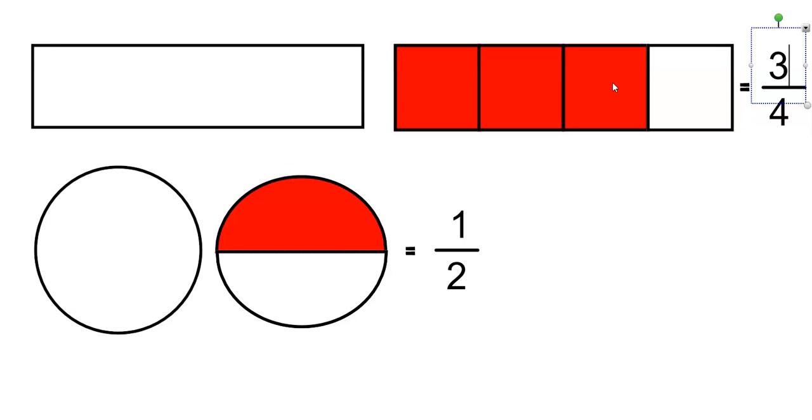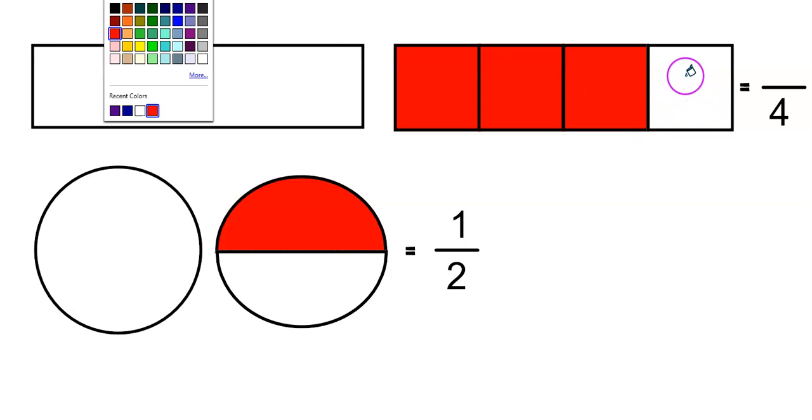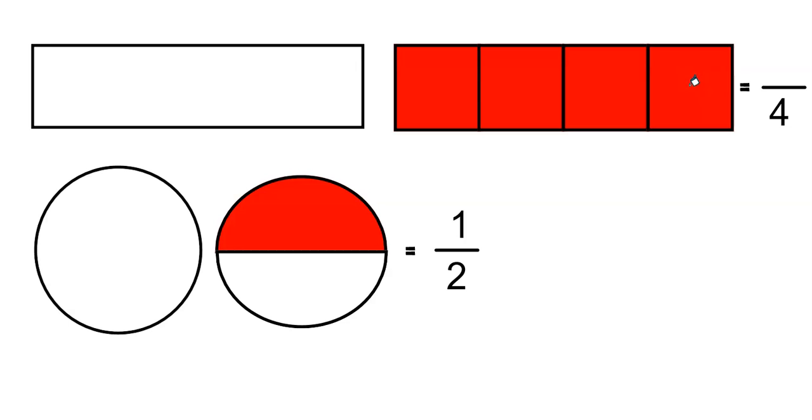Now I'm going to delete 3 because let's say I were to shade in one more square. So if you look at this, now what is the numerator going to be for this fraction? If you said 4, then you were right, because I can count that 1, 2, 3, 4 out of the 4 equal parts are being represented.